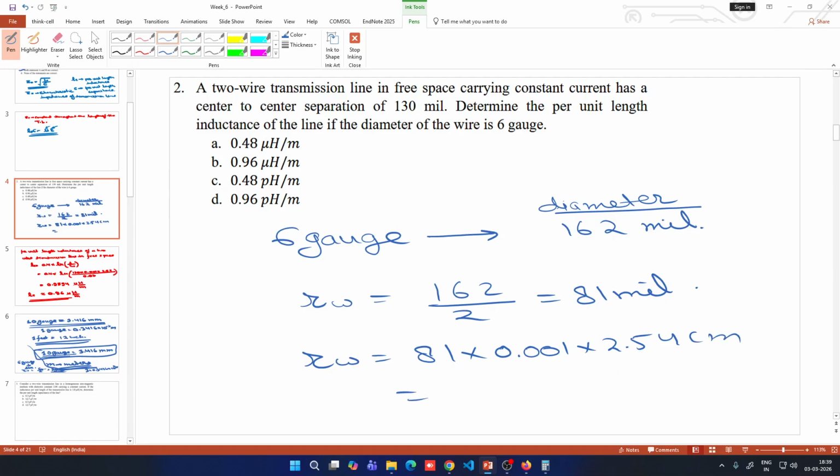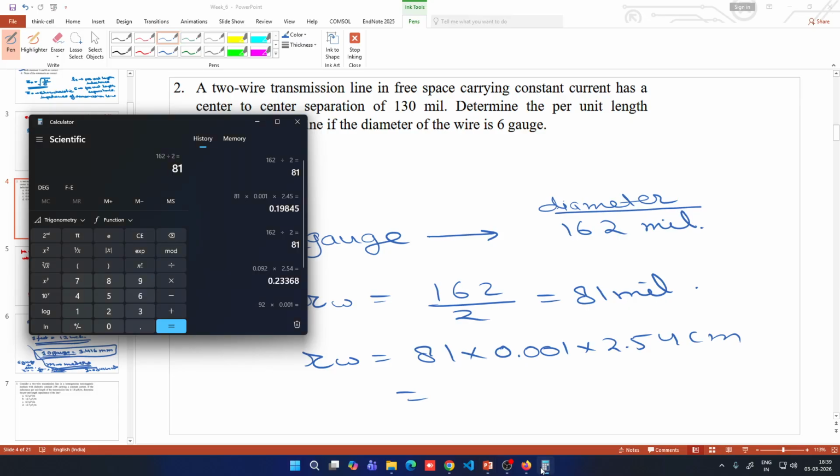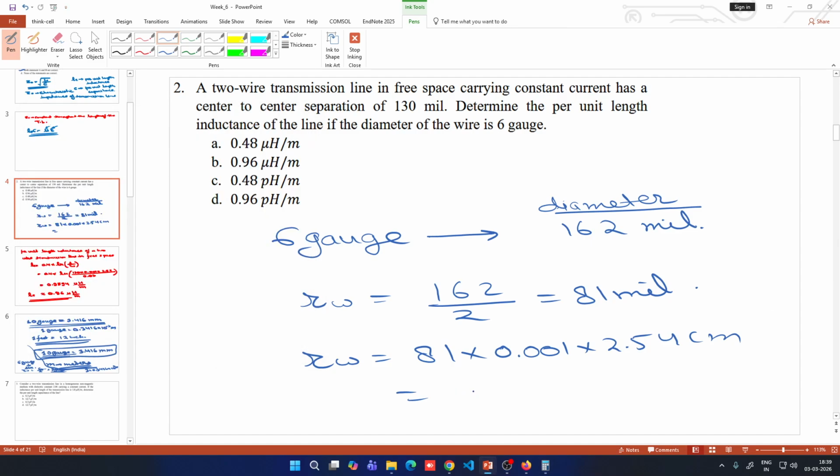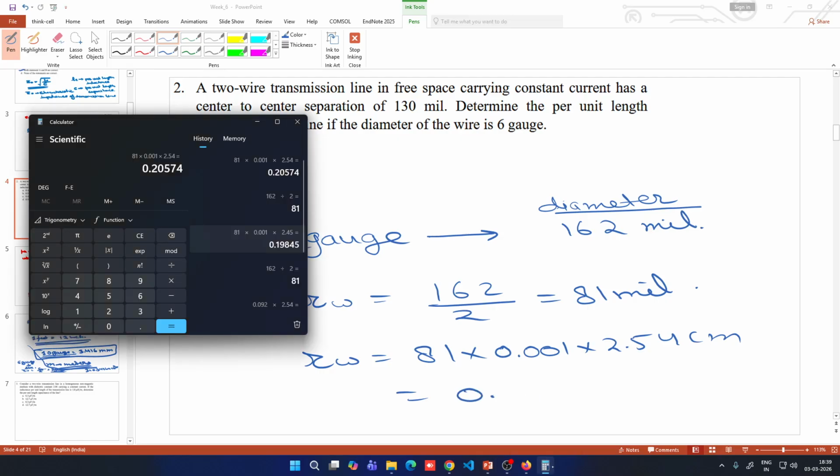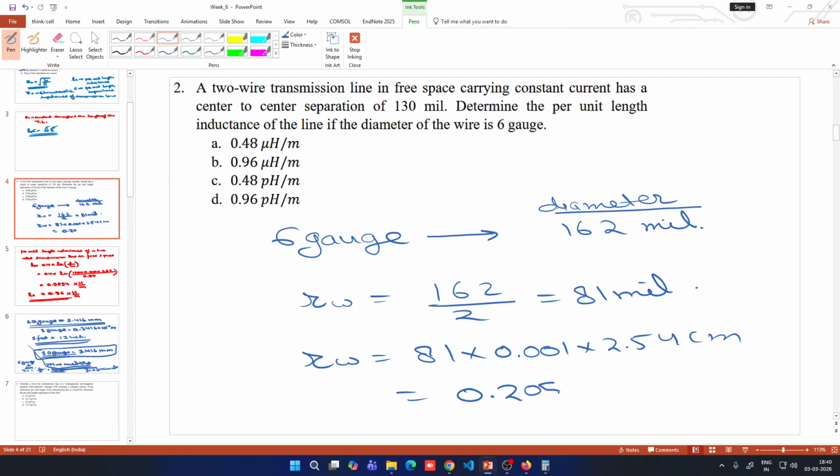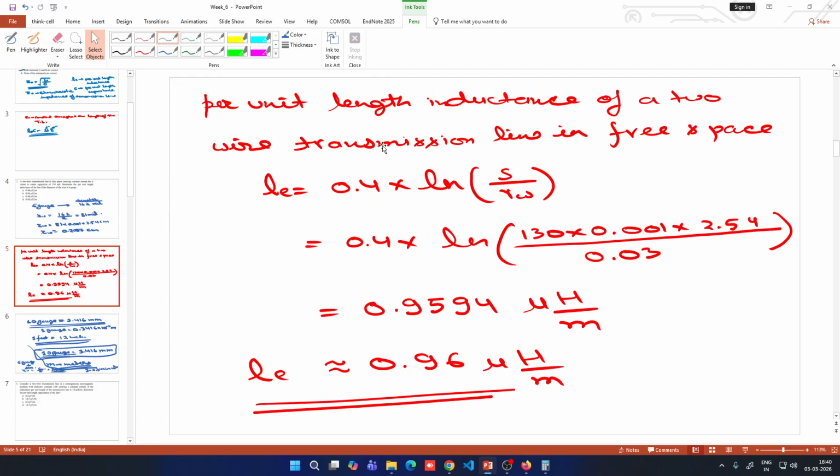So I will note down the final value here. So 81 multiplied with 2.54 gives 0.2057 in centimeters. Now we will use this value to calculate.